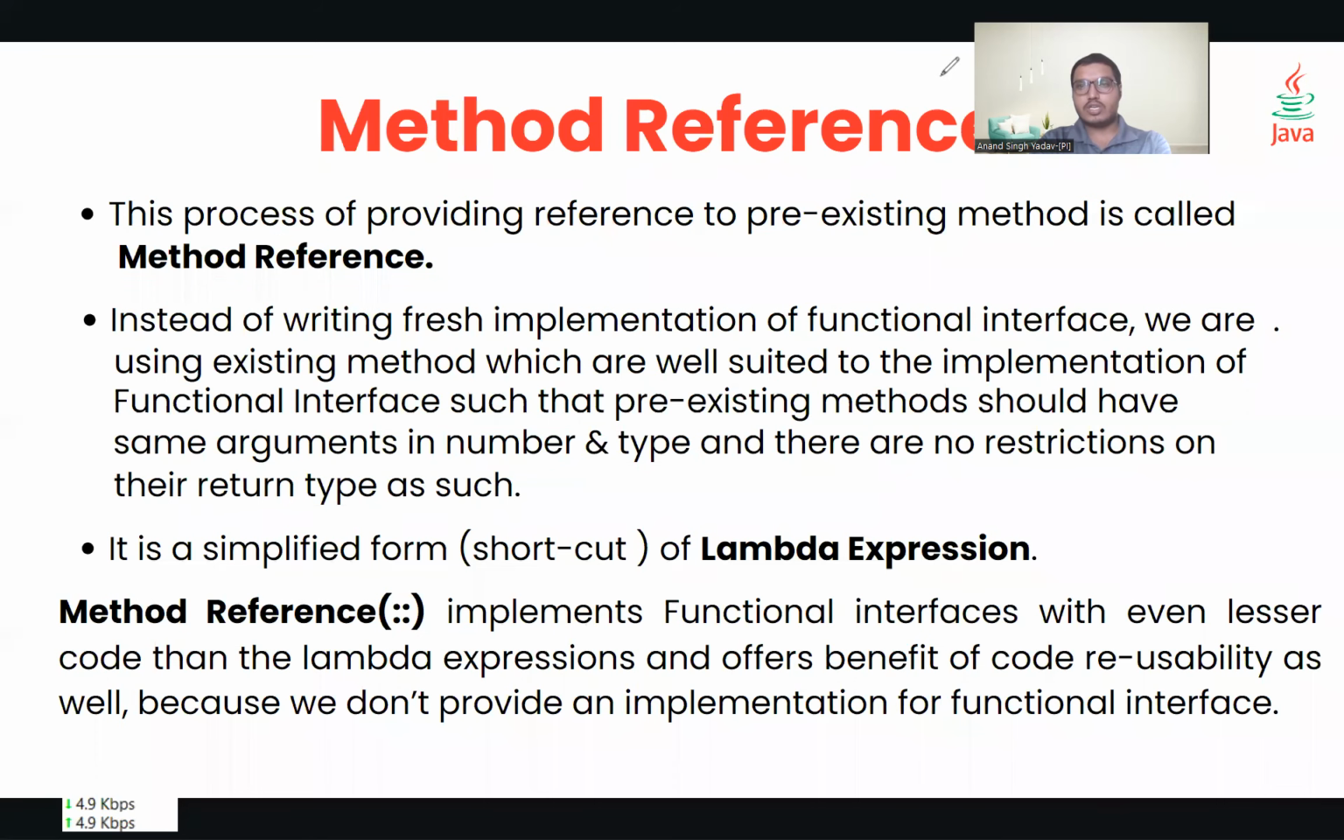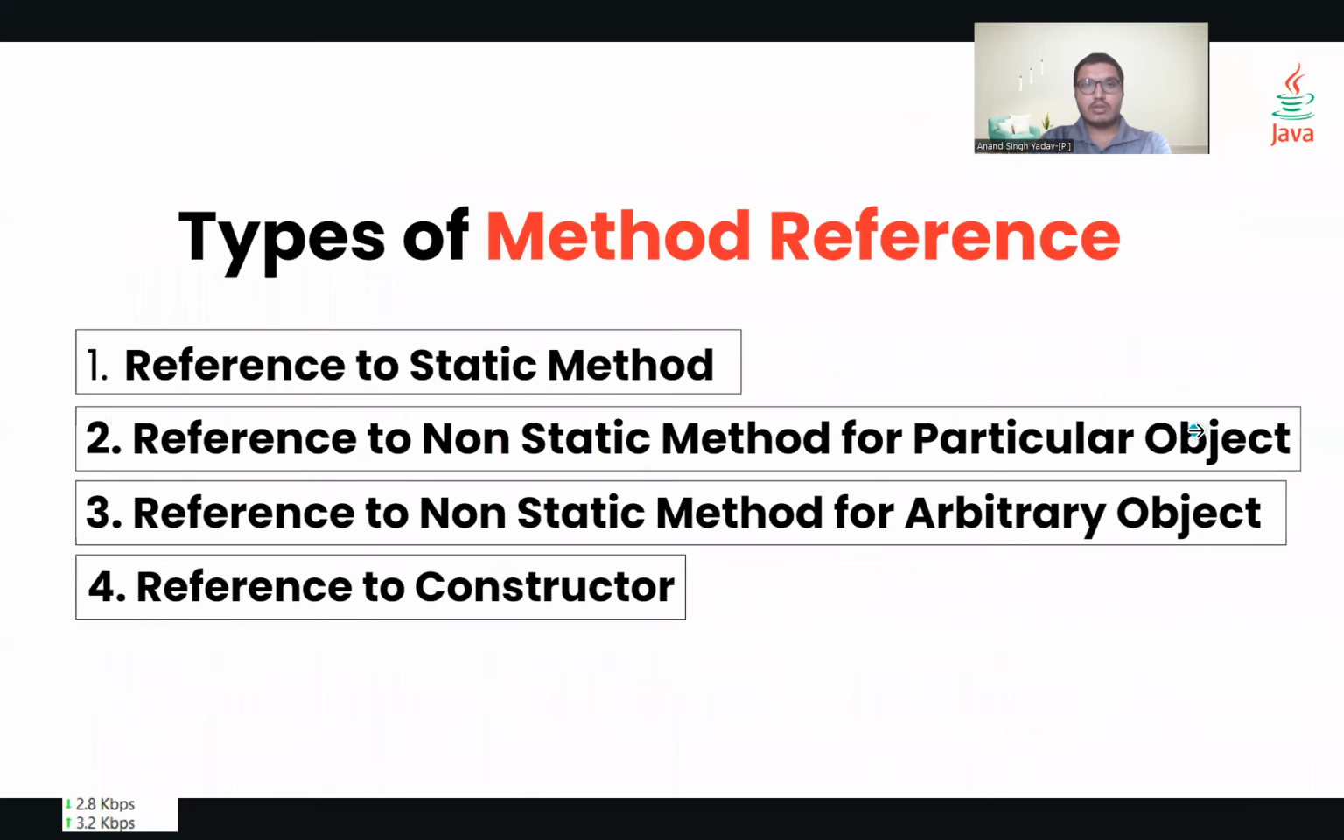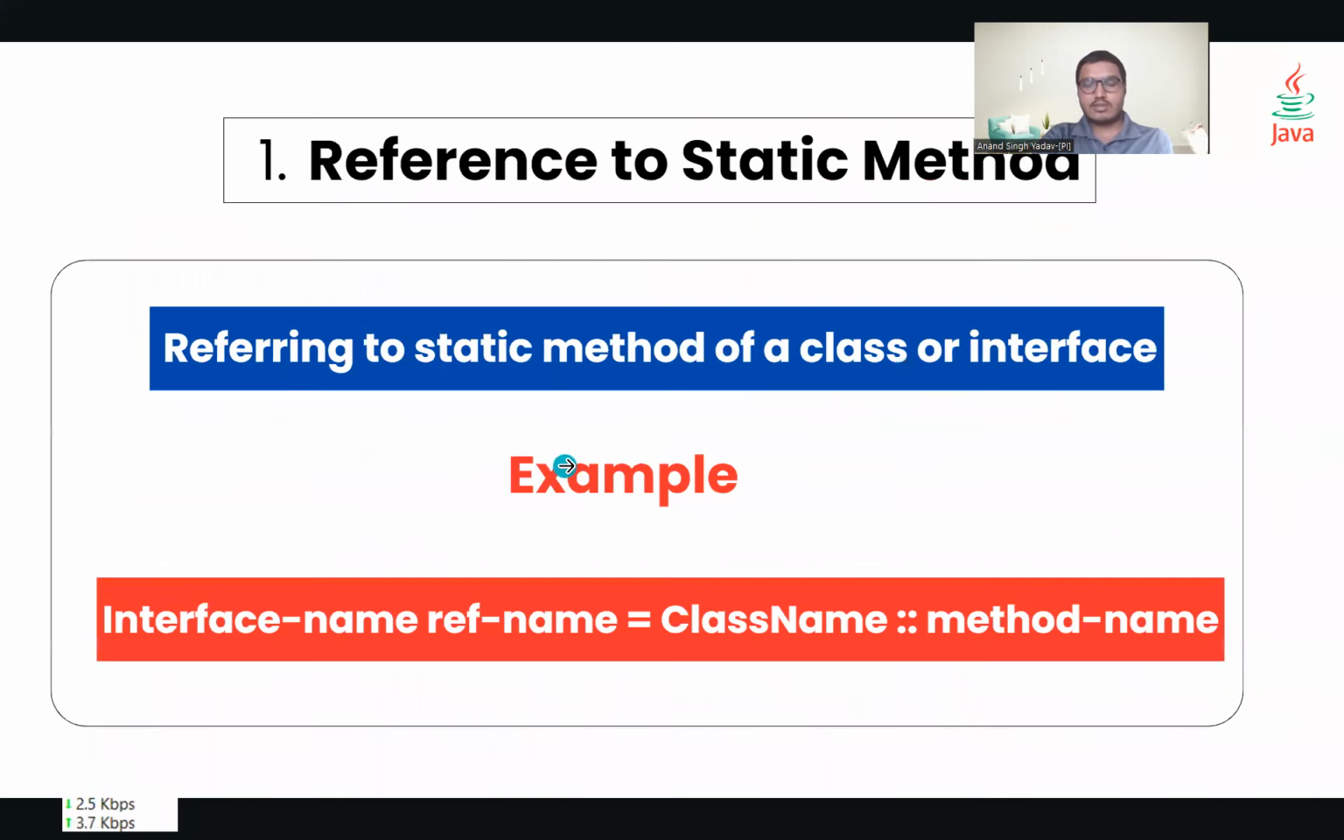Now let's proceed. There are four types of method reference. The first is reference to a static method. The second is reference to a non-static method for a particular object, then reference to a non-static method for an arbitrary object, and reference to a constructor. So we have four types of method references, and let's discuss them one by one.